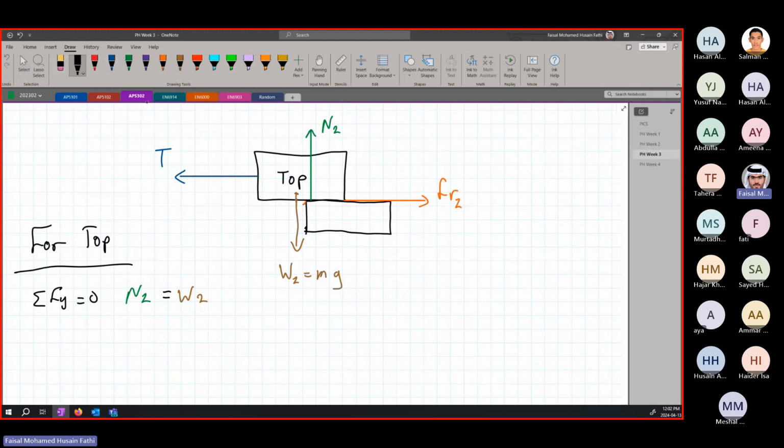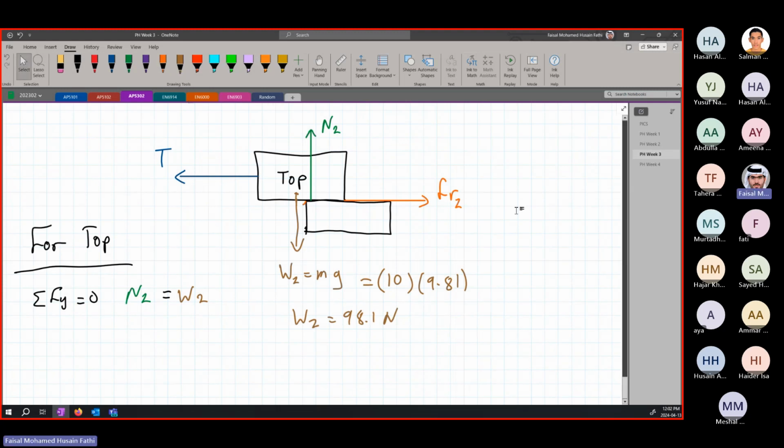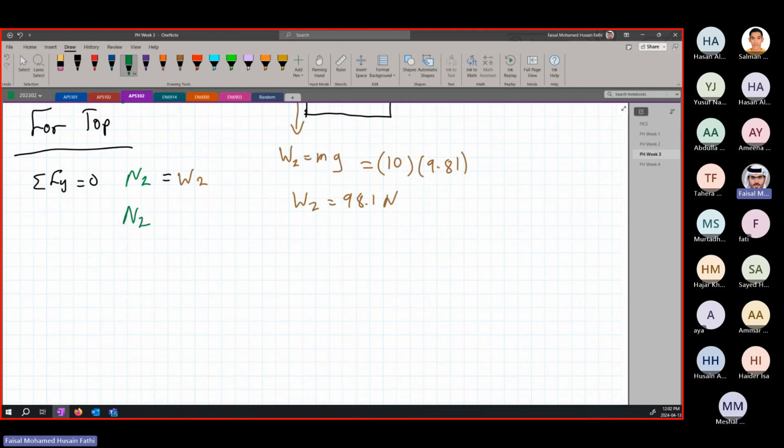We know that W2 is equal to mg. We know that the mass is 10 kilograms times 9.81 for the gravity. So W2 is equal to 98.1 newtons. Because we know that the mass is 10 for both. So N2 is going to be equal to the weight, which is 98.1 newtons.